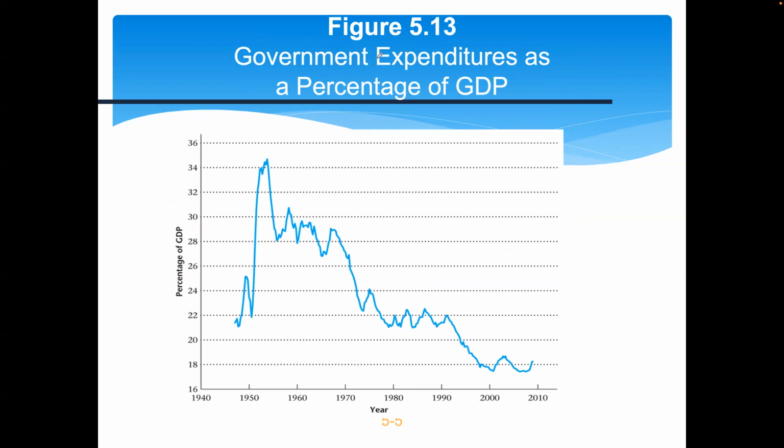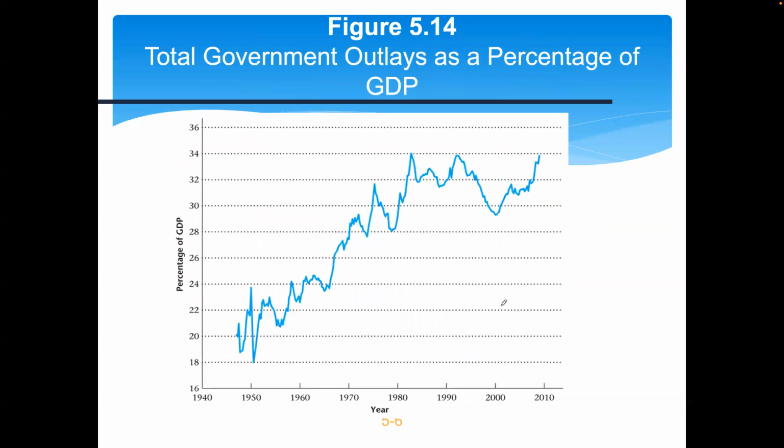Here we have government expenditure as a percentage of GDP. Okay. So this number starts very high, after World War II, right? From here, you may get an impression that the government becomes smaller and smaller over time. However, if you look at here, this is total government outlay. Now you can see the government is getting larger and larger. You may wonder, what's the difference, or how do we combine these two graphs?